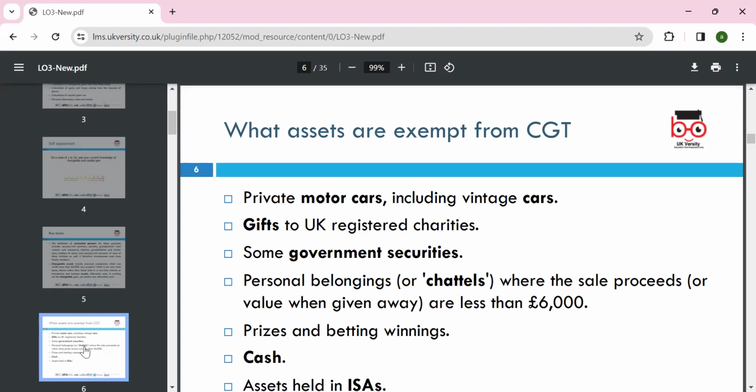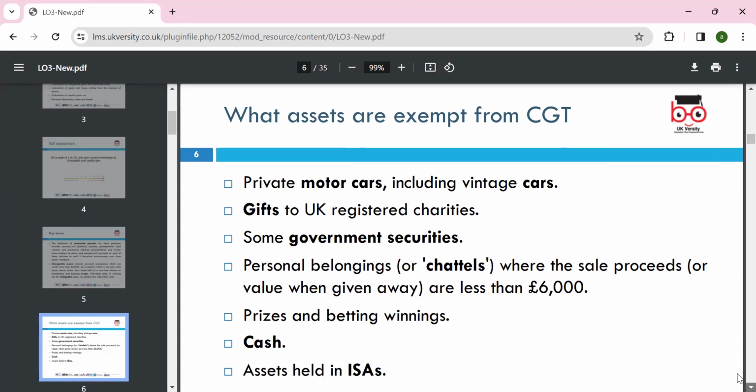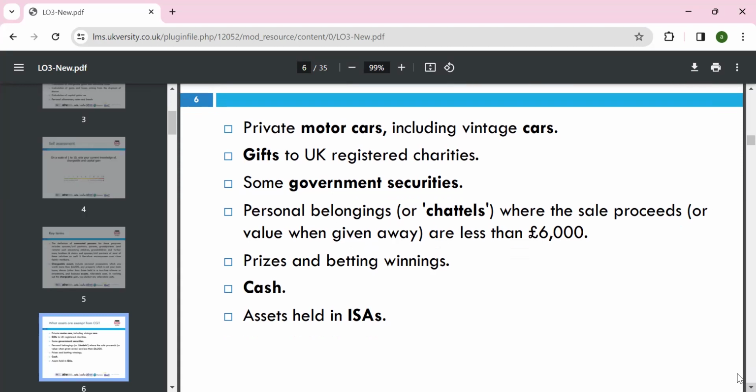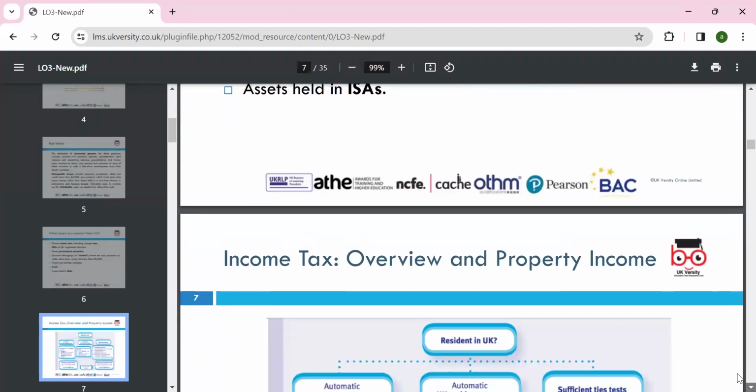Prizes and betting wins can be exempt, like a lottery, the national lotto, or putting a bet on a horse race. Cash assets held in investment saving schemes, like ISAs, can be exempt.